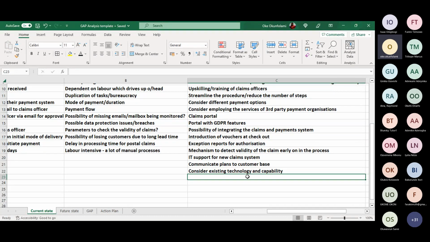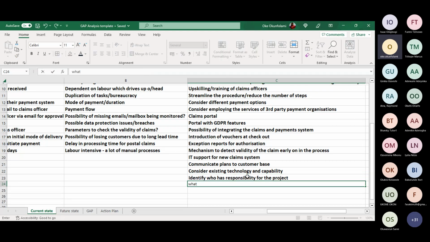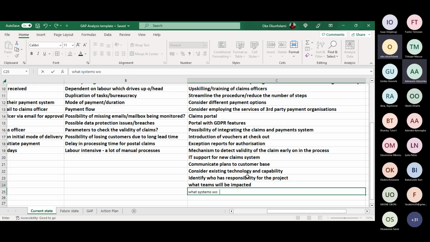Like I said, this is not an extensive list of solutions or the action plan, right? So you want to identify who has responsibility for the project. So the who as well, what teams will be impacted, and what systems would interface.